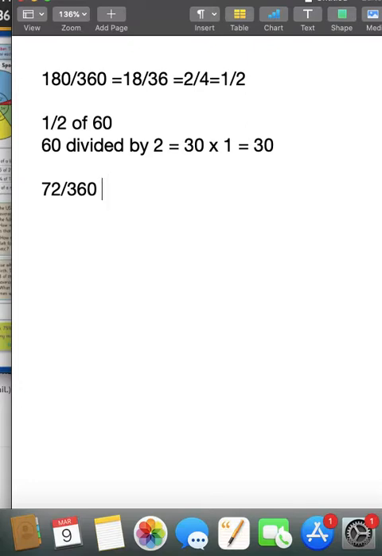2 into 72 goes 36, and 2 into 360 goes 180, so 36 over 180. Okay, so that's one way it simplifies, and I can go down further. I'll divide it by 2 again. 2 into 36 goes 18, and 2 into 180 goes 90, so it's 18 over 90. I know that can go again because 9 goes into 18 twice, and it goes into 90 10 times. And 2 into 2 goes once, 2 into 10 goes 5. So it simplifies down actually to 1/5.